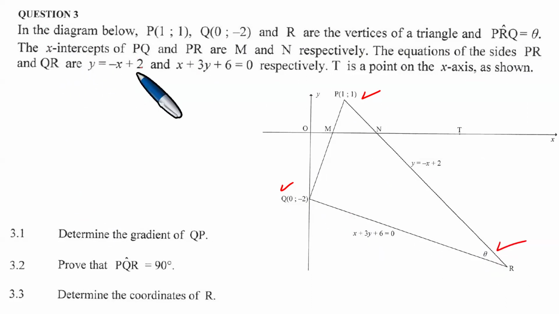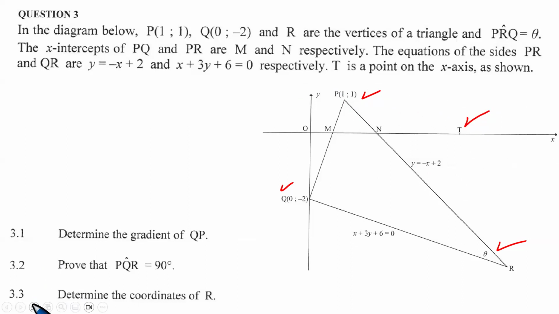Right, the x-intercepts of PQ and PR are M and N respectively. So you have M and N respectively. The equations of the sides PR and QR, so you have PR and obviously QR. The examiner has shown those. We have the equation y equals minus x plus 2. The other equation has been written in the form x plus 3y plus 6 equals 0, respectively. Now, T is a point on the x-axis as shown, and we can see clearly the point T over there.